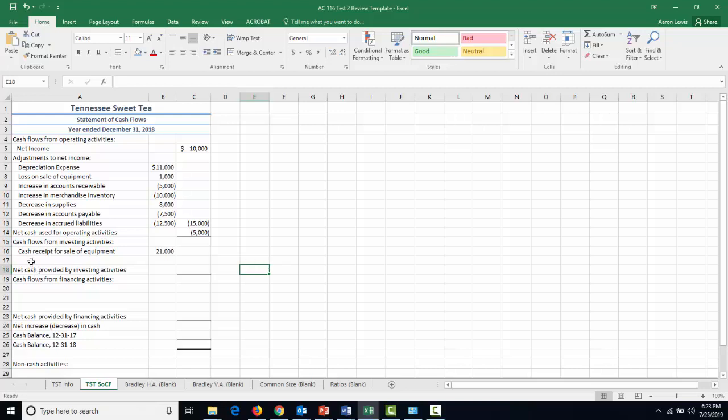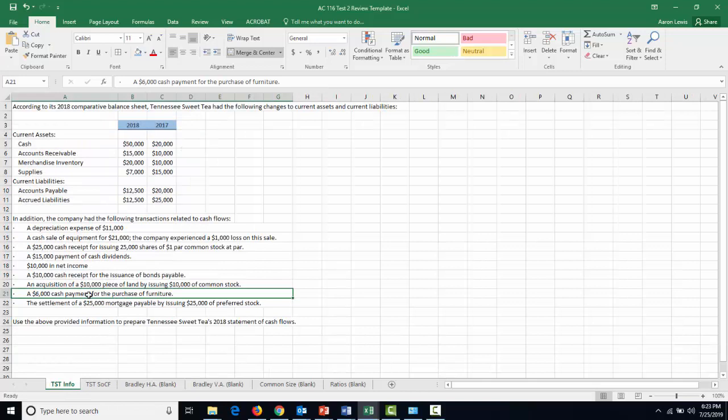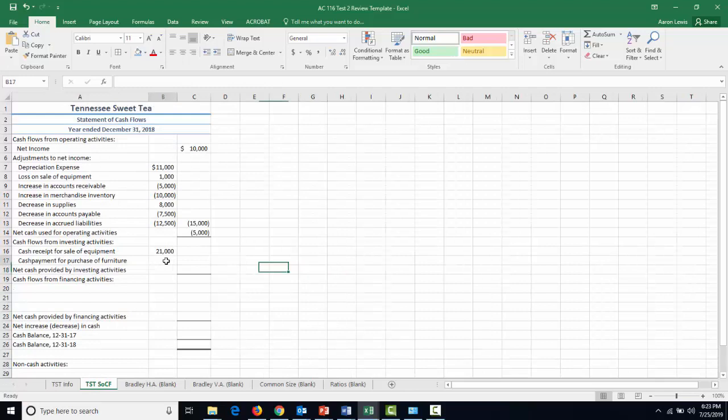The other thing that we had was the purchase of furniture. So I'm going to call this cash payment for purchase of furniture. Again, if you want to just call it furniture purchase, that's fine with me. We paid $6,000 for that furniture. We paid in cash. Well, if we paid in cash, that means that our cash flows from investing activities has to be going down since we're the ones sending cash out.